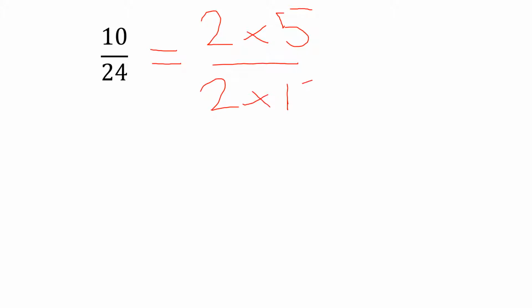Now, 10 over 24. I know that 2 is a number that goes into 10, and 2 is also a number that goes into 24. So in other words, 10 divided by 2 is a whole number, and 24 divided by 2 is a whole number. Now, 10 is 2 lots of 5, and 24 is 2 lots of 12. So those 2's cancel, and I'm just left with 5 over 12.